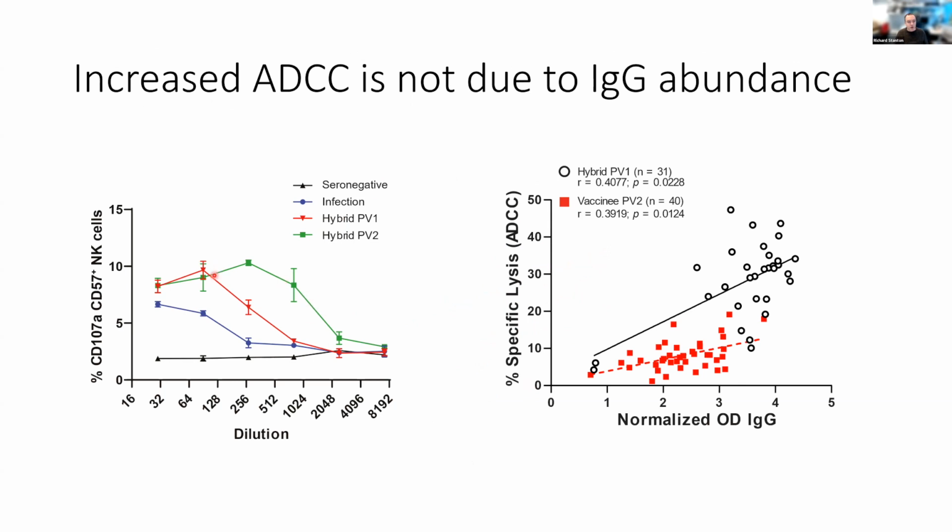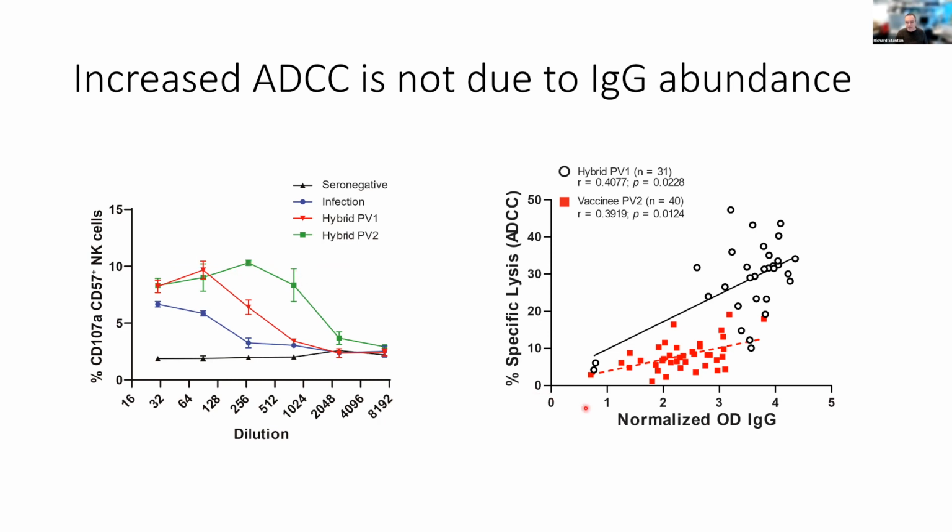One is this graph from earlier on, where I showed vaccine 1 and vaccine 2 responses. There's a big boost in the amount of IgG after your second vaccine, but there is no boost in the maximal ADCC response. You can dilute it out further, but the response is not any higher.